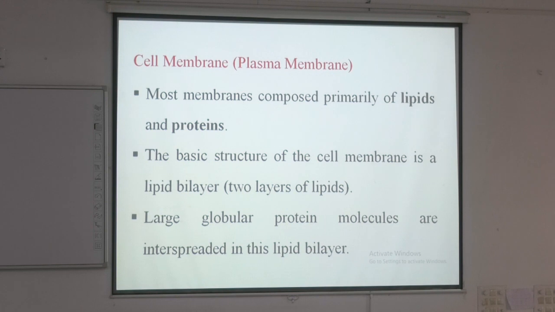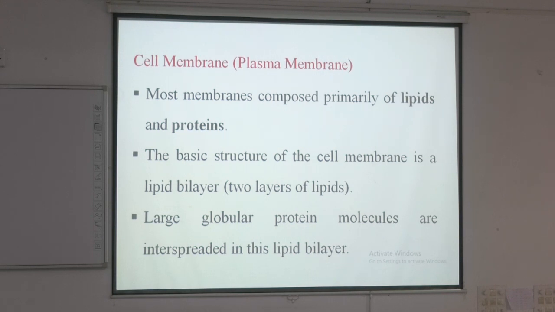Okay? Proteins and lipids are simple biomolecules composed of amino acids or different fatty acids. These are present in the membrane. The basic structure of the cell membrane is the lipid bilayer. You understand this? What is the meaning of that? It is like a sandwich. The outside is lipid, and in between, protein molecules are present.